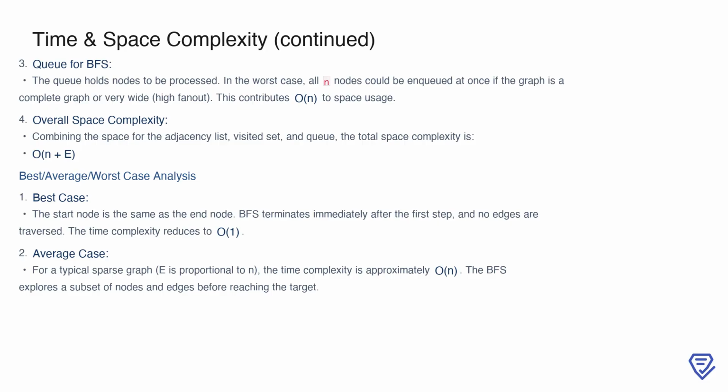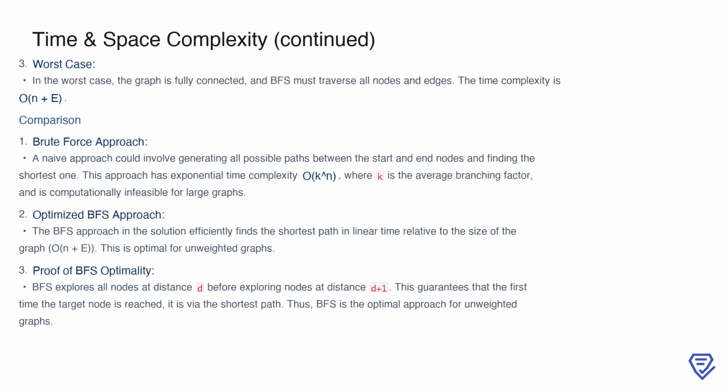In the average case, for a typical sparse graph where the number of edges E is proportional to the number of nodes N, BFS explores only a subset of nodes and edges before reaching the target. This makes the time complexity roughly O(N). In the worst case, the graph is fully connected, meaning BFS must traverse all nodes and edges to reach the target. Here, the time complexity is O(N plus E).